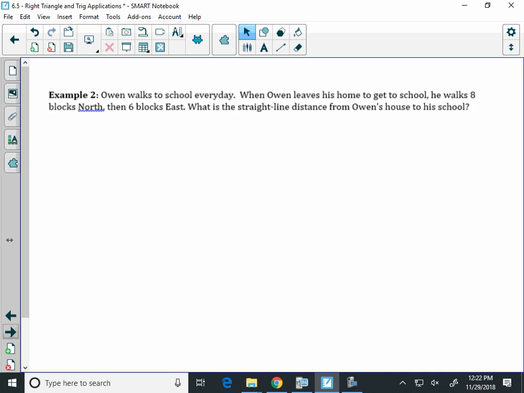Number 2 says Owen walks to school every day. When Owen leaves his home to get to school, he walks 8 blocks north and 6 blocks east. What is the straight line distance from Owen's house to his school? Well, Owen starts at his home, so I'm going to put a point that represents home. And then he walks 8 blocks north. Which direction are we going to go? Up. North is upwards, so we're going to go north 8 blocks.